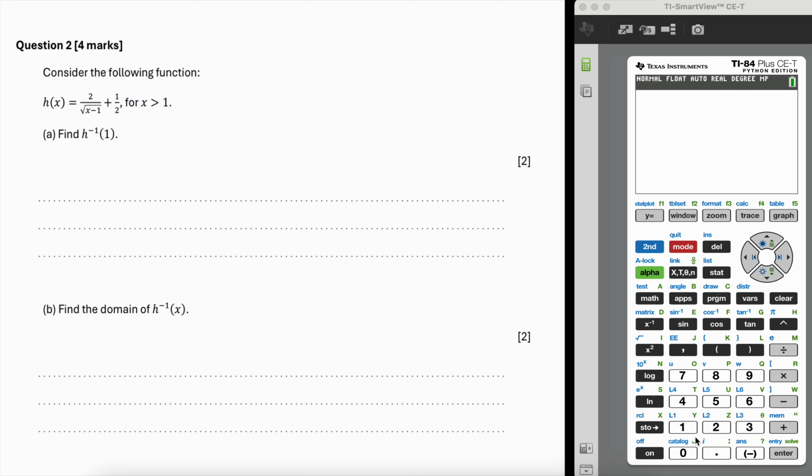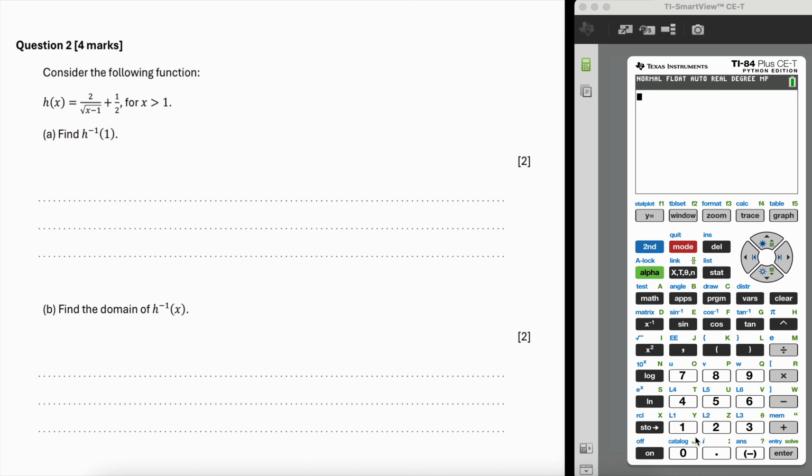Inverse functions question, and we can see that because we have this notation of -1. So we're told the original function h of x is equal to 2 over the square root of x minus 1, plus a half, and we're only interested when x is bigger than 1. And we need to find the inverse function of 1.